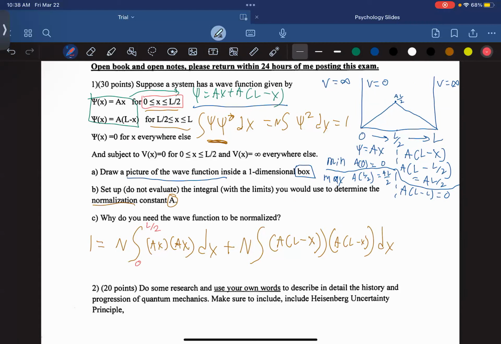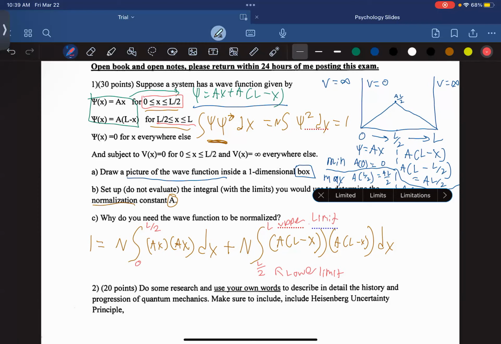And then again, you got to make sure you put your limits on this integral. So for this one, it's L over 2 and L. With limits, always your lower at the bottom and upper at the top. My twos are looking wonky today. L over 2. Okay.